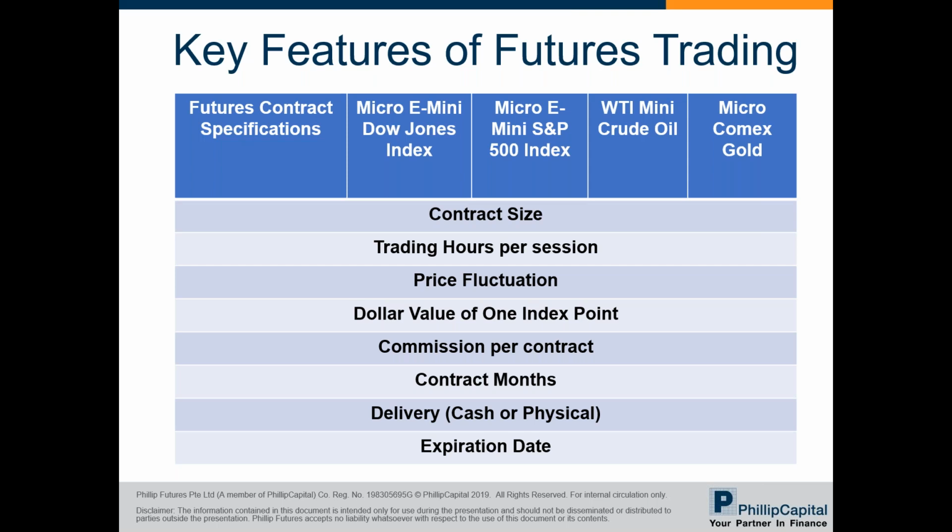So some of the key features of futures trading. Some of the contract specifications that you might want to know when you're trading a futures contract. For my webinar today, I'll be covering in more depth mainly four contracts: the micro E-mini Dow Jones Index Futures contract, the E-mini S&P 500 Index Futures contract, the WTI mini crude oil futures contract, and the micro COMEX Gold futures contract. Some of the specifications you might want to take note of are listed below.